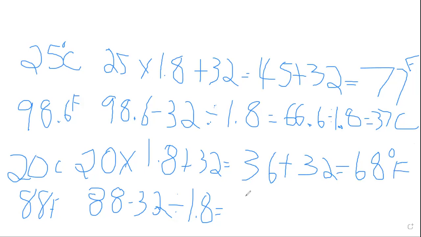And the last one is 88 minus 32, which equals 56, divided by 1.8. It should have given 31.1 degrees Celsius. Okay.